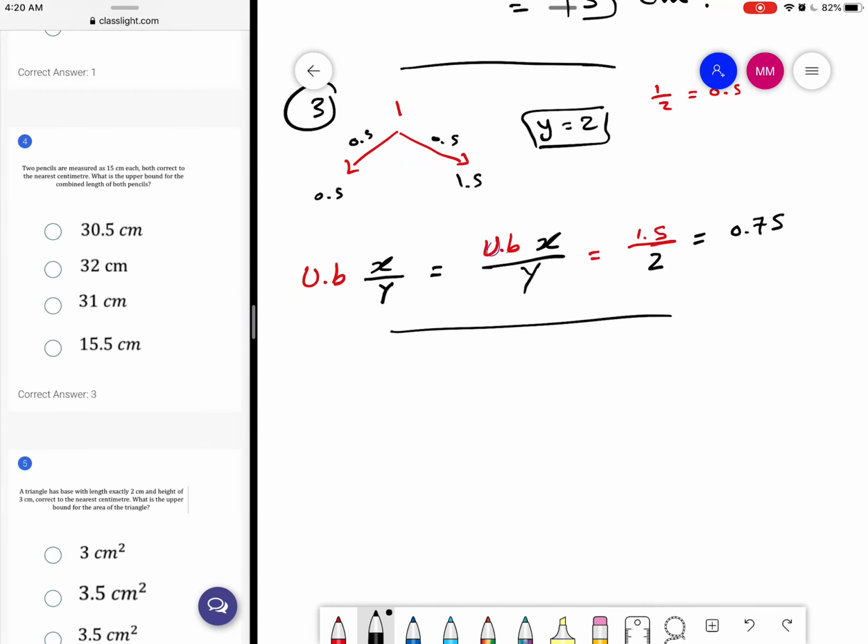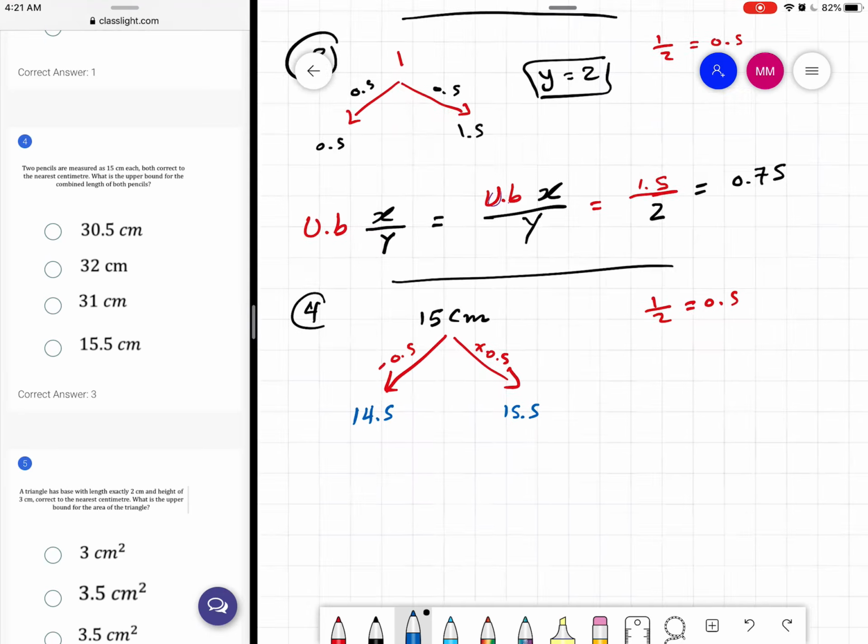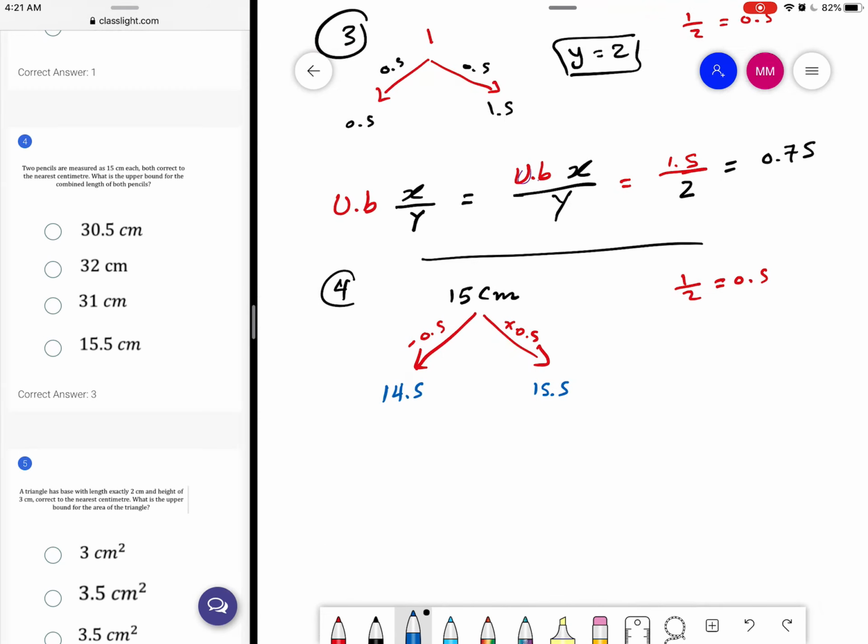Question number 4. 2 pencils are measured as 15 centimeters each, both correct to the nearest centimeter. What is the upper bound for the combined length of both pencils? So I have 15 centimeters corrected to the nearest centimeter. That means I will say 1 divided by 2, 0.5. So I will add 0.5 and subtract 0.5. So it will be 14.5 and 15.5. This is for one pencil. For the other pencil it will be the same.